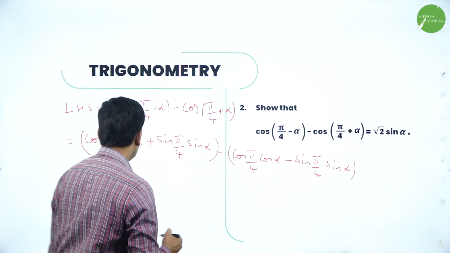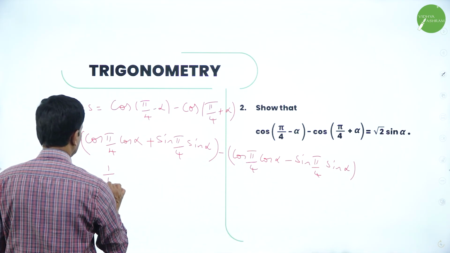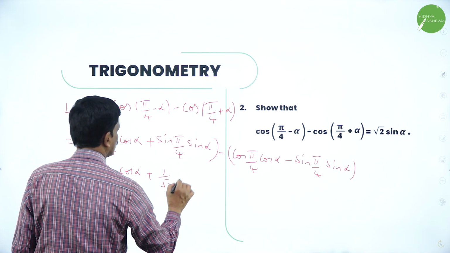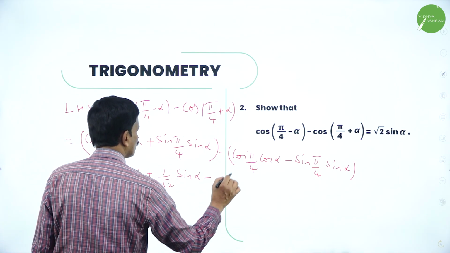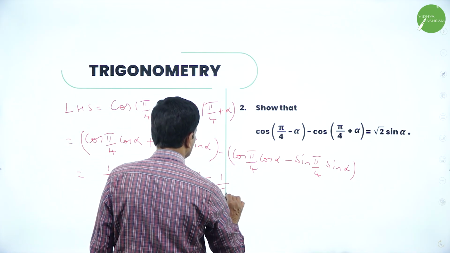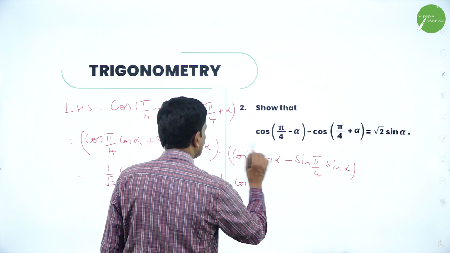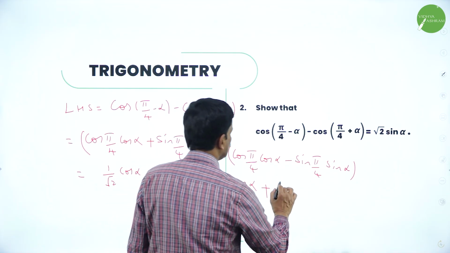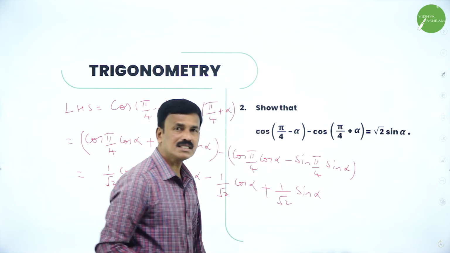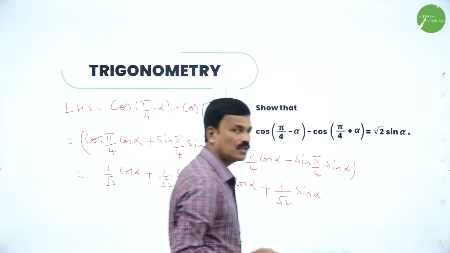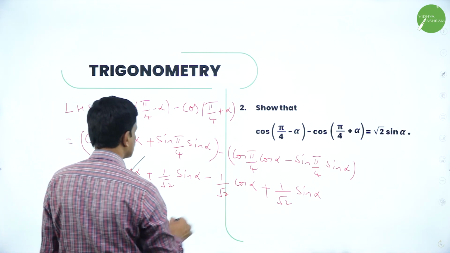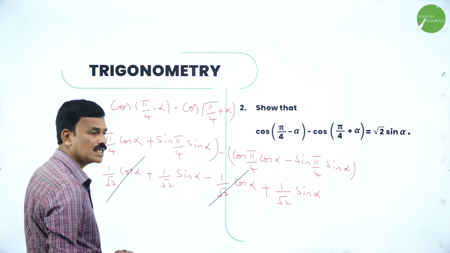Now substitute the values. So what is cos 45? 1 by root 2 into cos alpha. Sin 45 is also 1 by root 2 into sin alpha. Multiply by the negative sign. Cos pi by 4 is 1 by root 2 into cos alpha. Minus into minus is plus. Sin pi by 4 is 1 by root 2 into sin alpha. Now cancel the terms. Here 1 by root 2 cos alpha plus and 1 by root 2 cos alpha minus get cancelled.